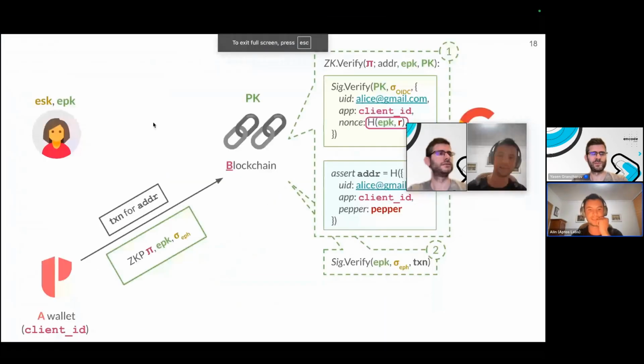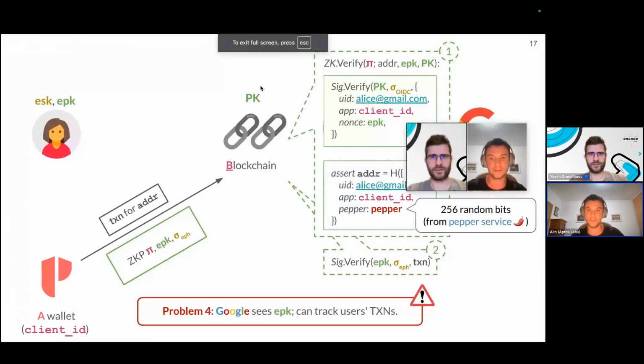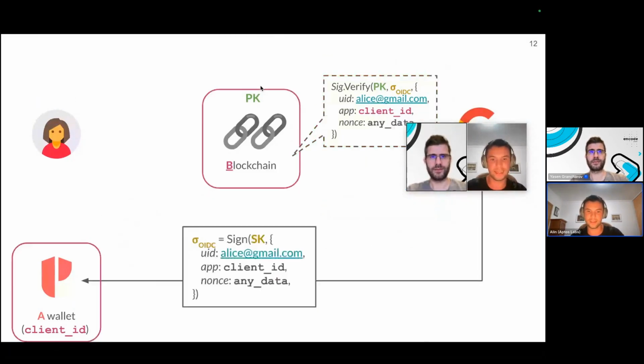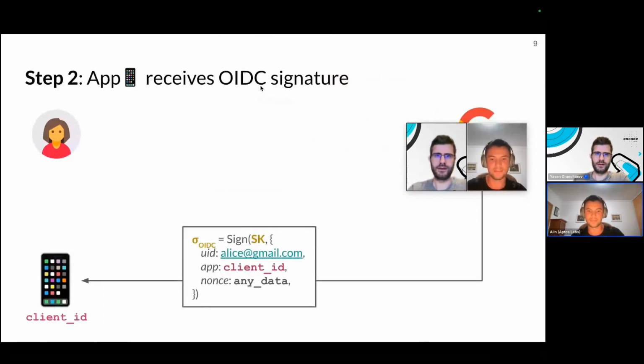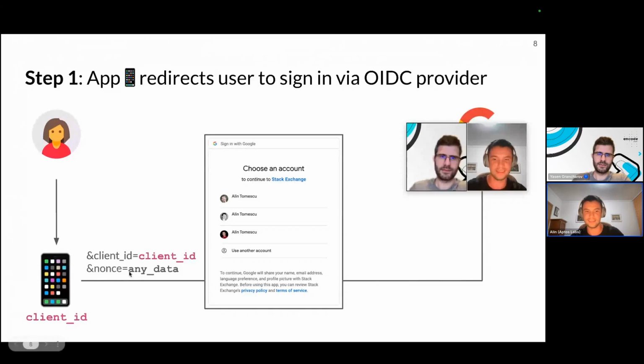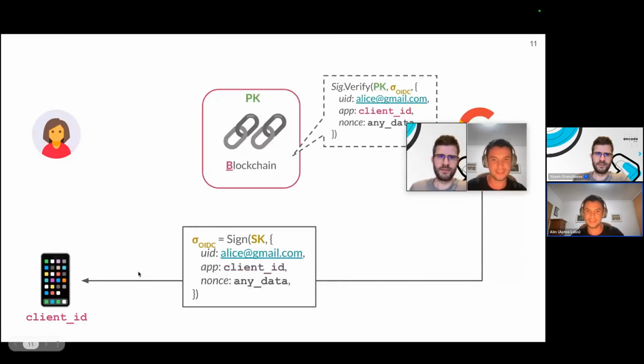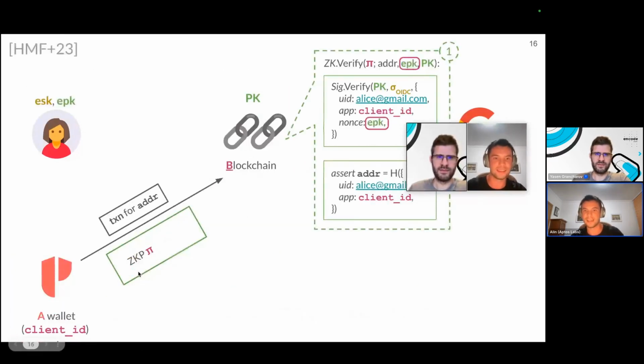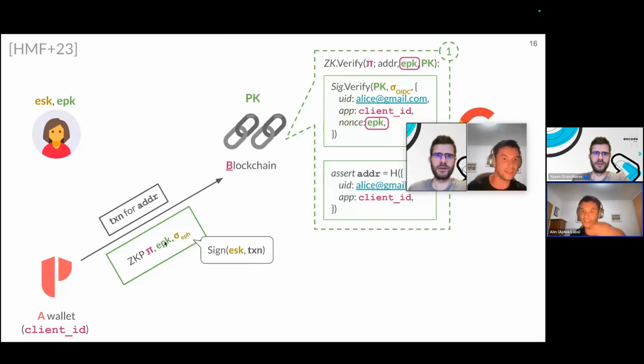Google sees your EPK, right? Remember that in this flow that I described here, Google gets the EPK as a nonce, right? And so this is bad, because when Google sees the EPK, it can track on-chain the transactions that use the EPK and tell what Alice is up to on-chain. And we don't really want that. We don't want Google to figure this out.